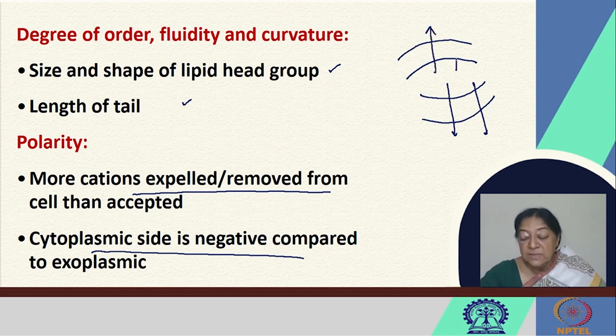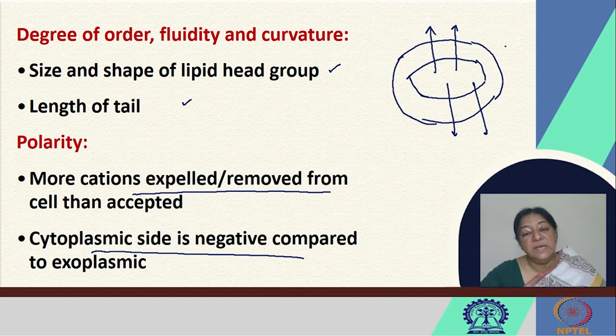So if the cations are selectively removed from the cell, if this is the inner part of the cell and this is our cell membrane, then eventually there is a negative charge in the cytoplasmic region compared to the outside, which is slightly positive in nature. This does not mean that it disrupts the electroneutrality, since this positive and this negative are relatively close together in the membrane, but because of the expulsion of the cations more than they are accepted in the cell, the inside is slightly negative in nature.